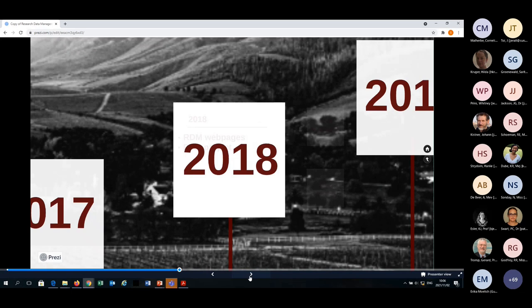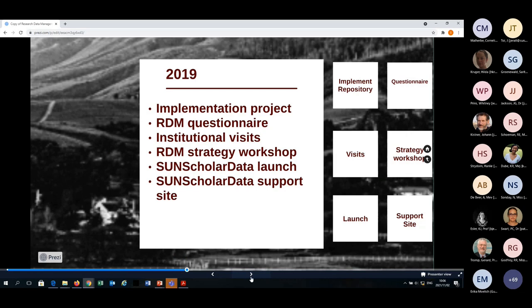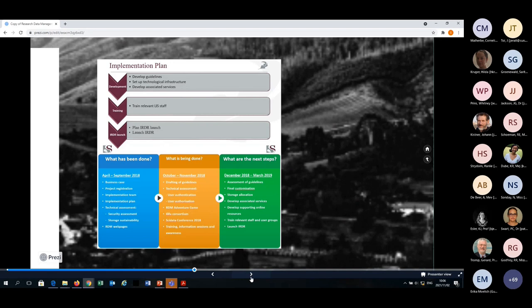By 2019, you'd see that there are more things coming online, so to speak. The repository was then implemented between 2018 and 19. We developed certain guidelines for the repository, such as the Sun Scholar Data Regulations and the Sun Scholar Data Terms and Conditions of Use. These documents were drafted in collaboration with the DRD, as well as the implementation team for the repository. And we developed associated services, such as training sessions. I'll cover these later on when I get to year 2021, but the earliest of these were developed in 2019. We also trained our relevant library staff so that they could provide support in regard to research data services. And eventually the repository was launched later on during that year.